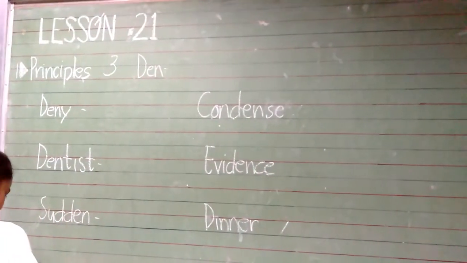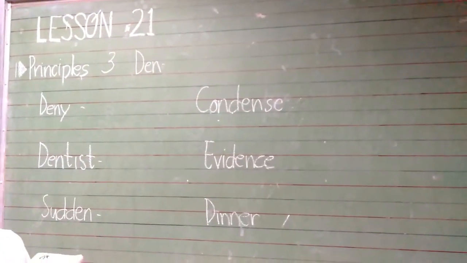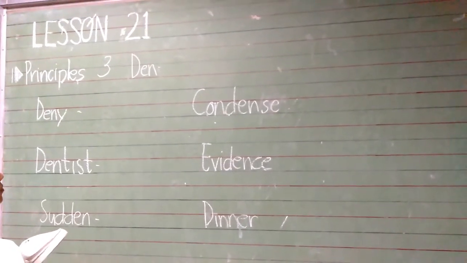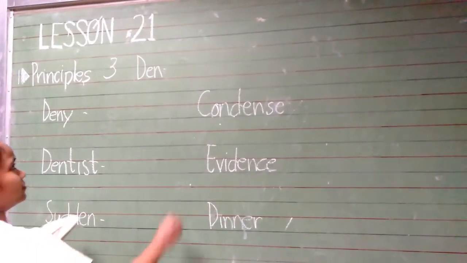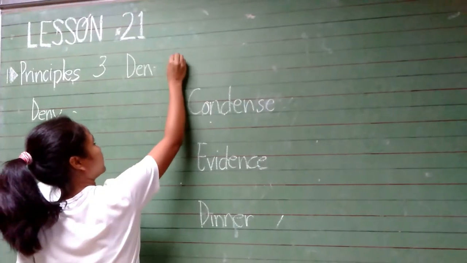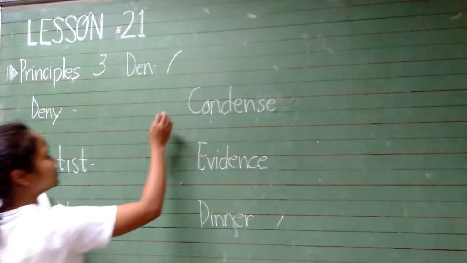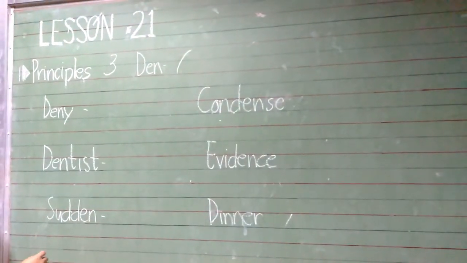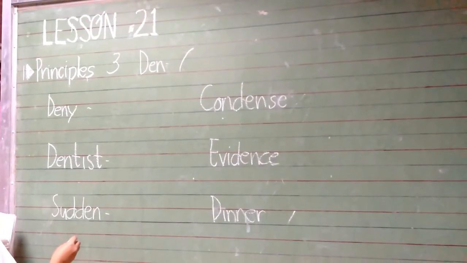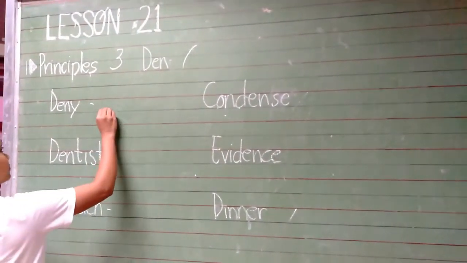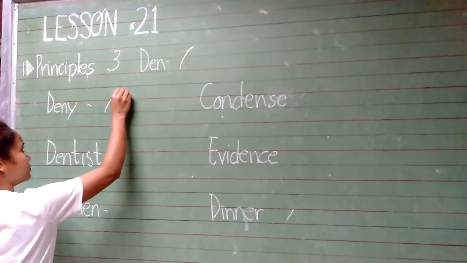Principle number 3, the DEN stroke. The stroke that represents TN also represents the D and N stroke. First example is denied, which is represented by DN and the broken I.